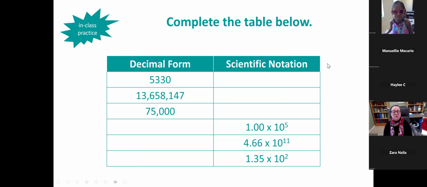So let's work on this table, right? So we'll do the first one together. We're going to change them either from decimal form into scientific notation or from scientific notation into decimal form. Right? So let's take a look at that first one. That's 5,330. Right. So what we're going to do is we want to represent it as a number between 1 and 10, right? Times 10 to some power, right? So where is the decimal point in this number? I'm not seeing one.